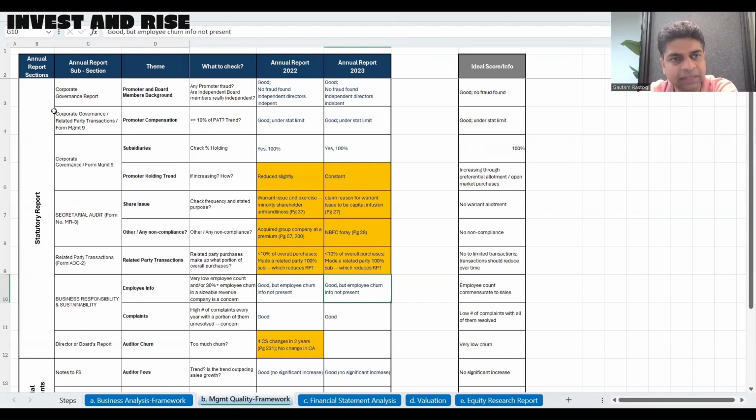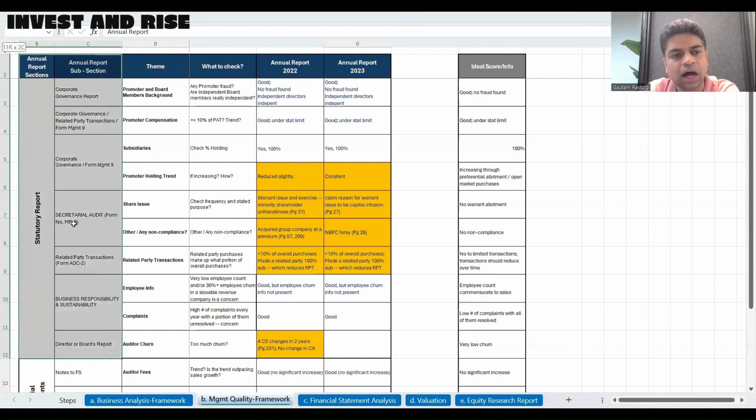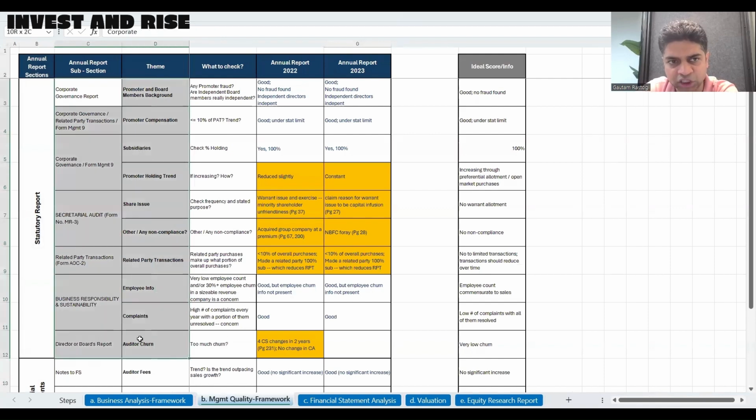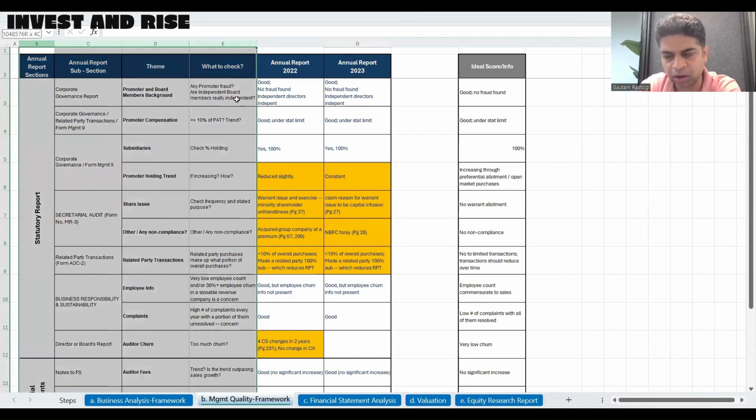Here, if you see, I have broadly divided this framework into two sections. One is the analysis of the statutory reporting section of the annual report, which we just saw. So this is the statutory report. Under that, I have covered some subsections. Inside those subsections, what are some of the themes that you should be looking for? I have them here, and what specifically you should be checking within those segments. Column A to column B to column E tell you what exactly you need to check.